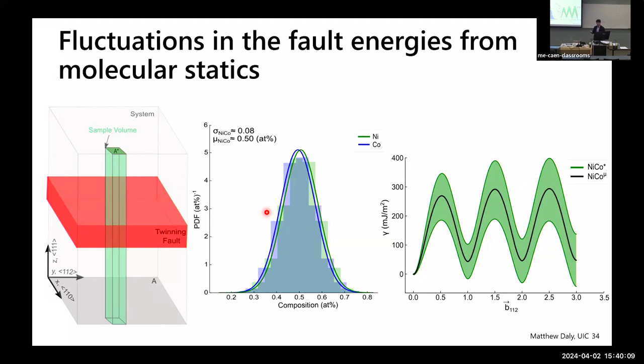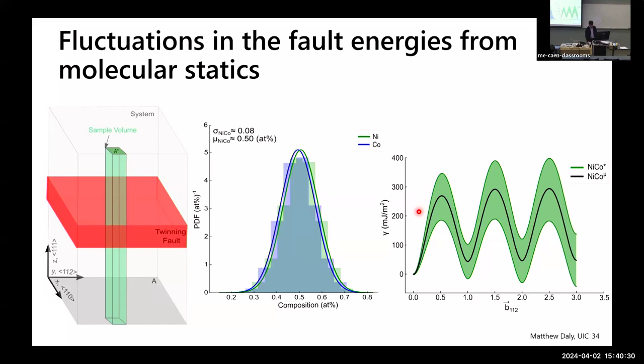We can then collect statistics and then plot out the planar fault energy curves, for example, what you're seeing here for a nickel cobalt system on the right, where the black is the average of the system and the green represents plus minus one standard deviation in the energies that we get from this sampling technique.